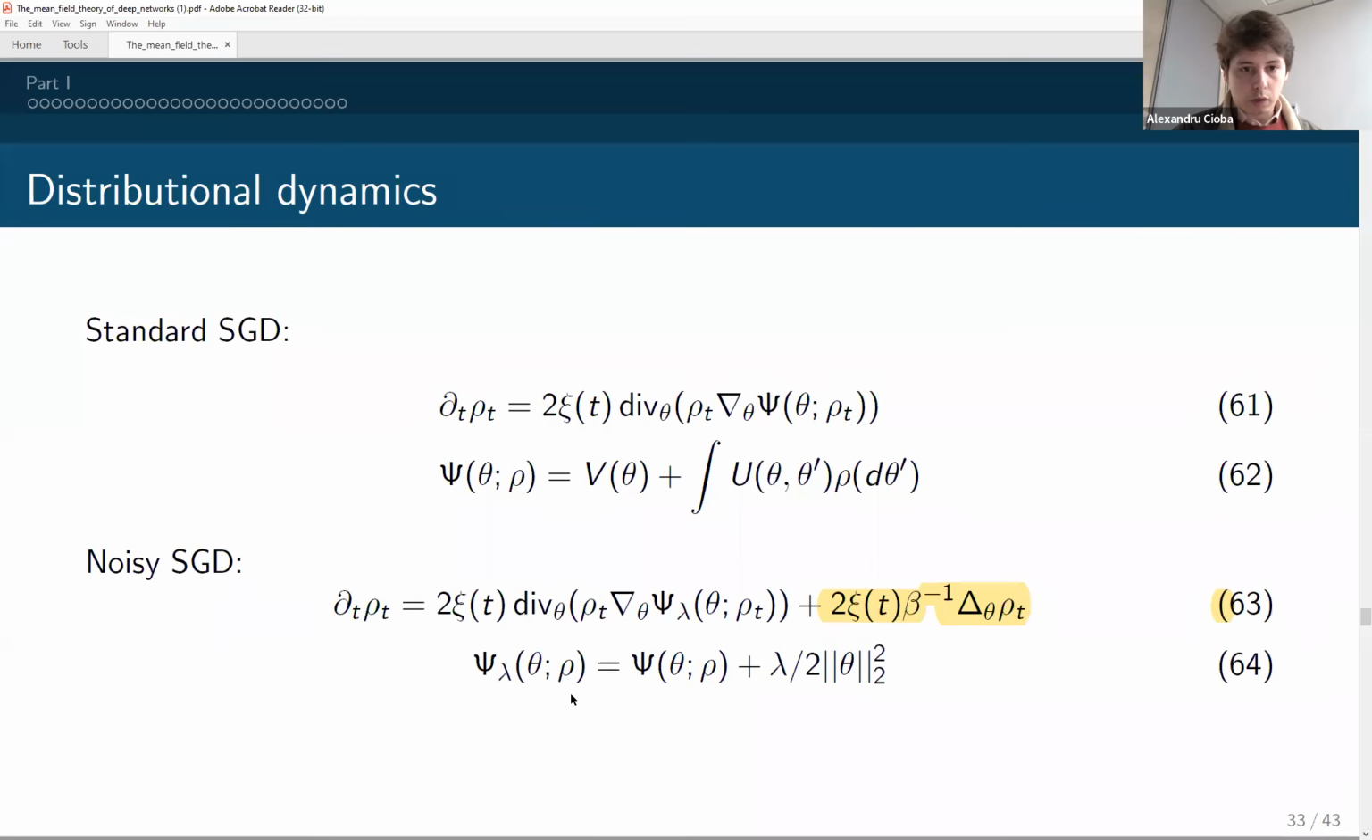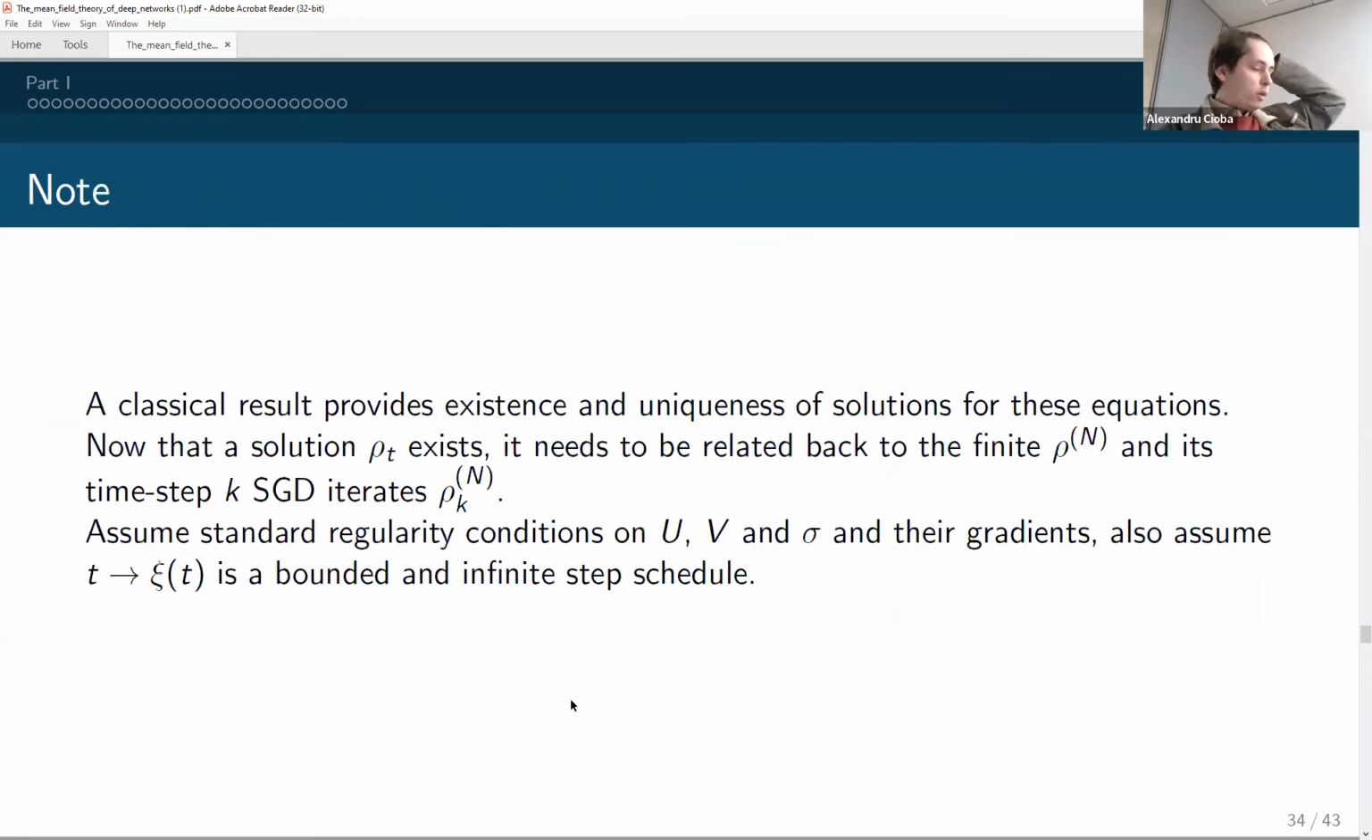Moving on. For these types of equations, there's classical theory that shows that solutions exist and are effectively unique under reasonable assumptions on the probability distributions and the initial conditions. Knowing that a solution exists is not really relevant yet, because we still need to relate the existence of these solutions to the finite stochastic gradient descent iterates, either for this or for noisy SGD.